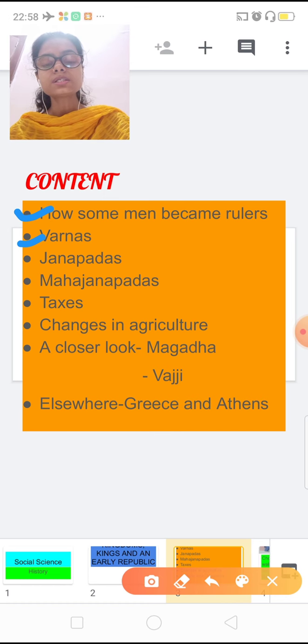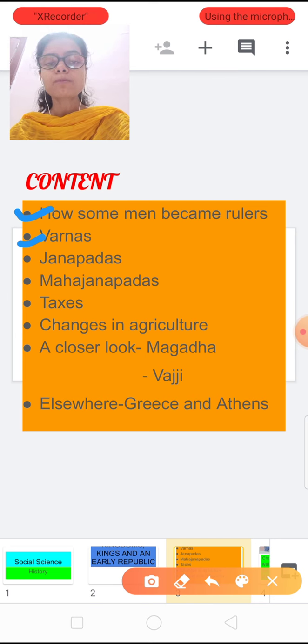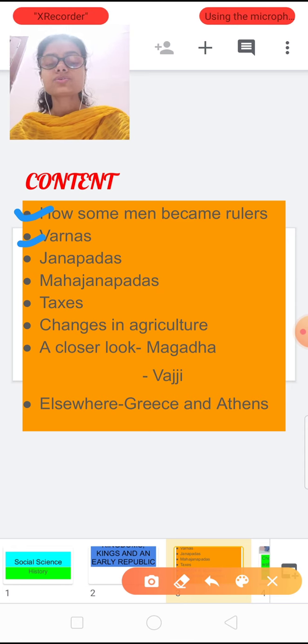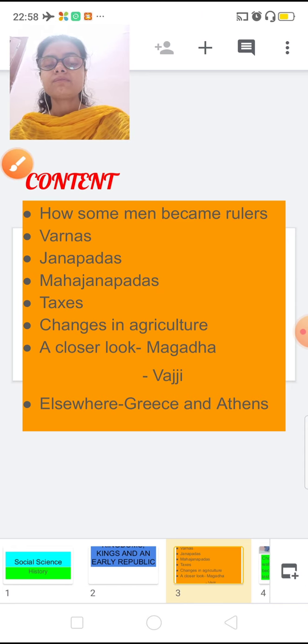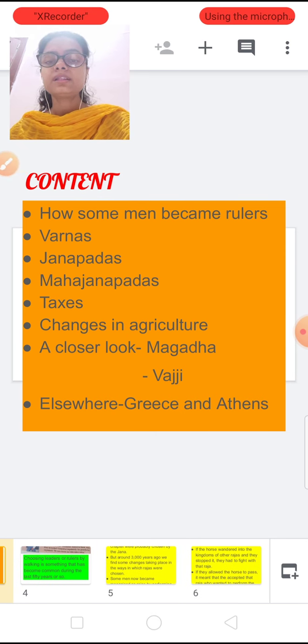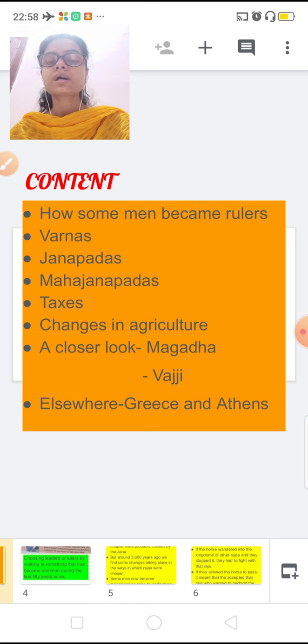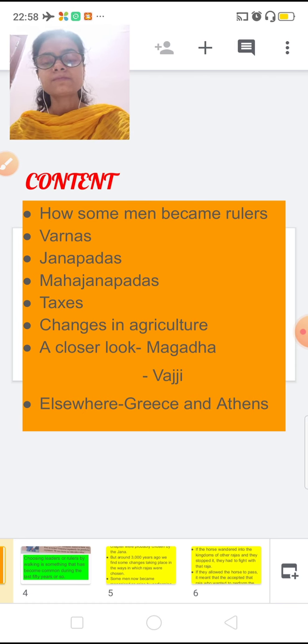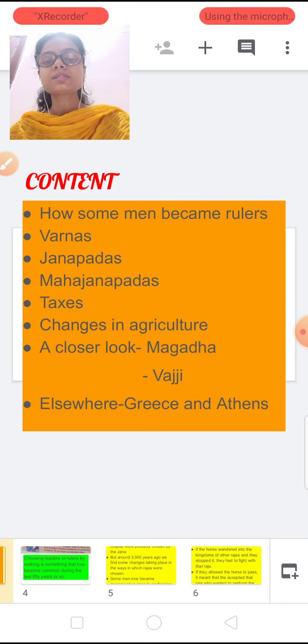So students, now your homework is to read these two topics from your book and underline the main points. Okay, so in our next session we'll do our next topic, Janapadas and Mahajanapadas, and step by step we will finish our chapter Kingdom, Kings and an Early Republic.